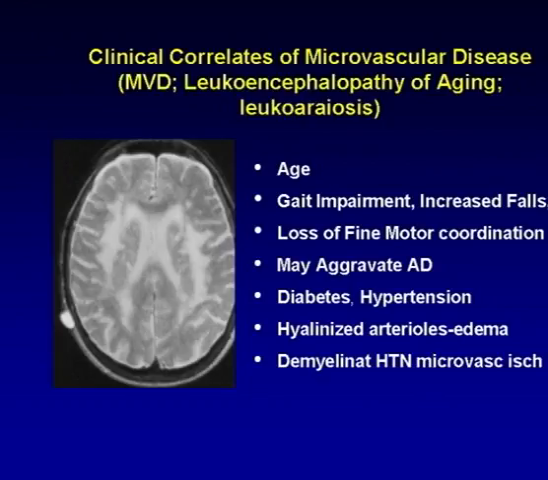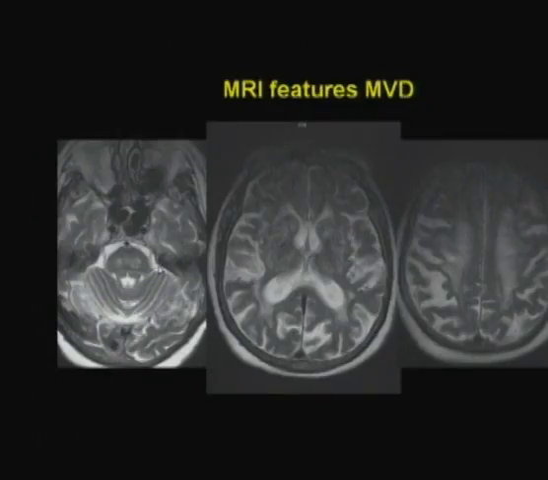What are the features, and what is the distribution, and how do we distinguish this from things like multiple sclerosis? Well, you heard Dr. Grossman's tour de force on white matter disease this morning, so I may repeat certain things. The characteristic features of microvascular disease are confluent patchy T2 hyperintensities, which extend to but do not involve the arcuate fibers. They tend to spare the arcuate fibers, they tend to spare the corpus callosum. Involvement of the brainstem is fairly minimal.